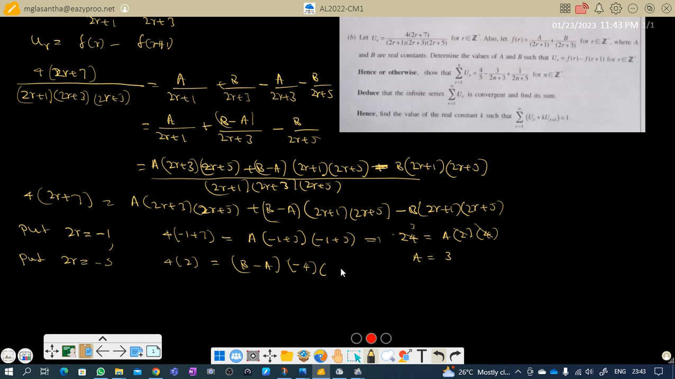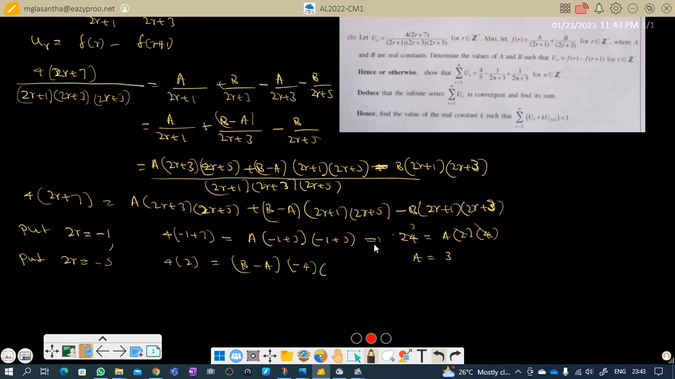How did you get minus 5? The second term is 2R plus 1, 2R plus 5. The first term is 2R plus 3, 2R plus 5. The last term is 2R plus 1, 2R plus 3. This should be 2R plus 3.